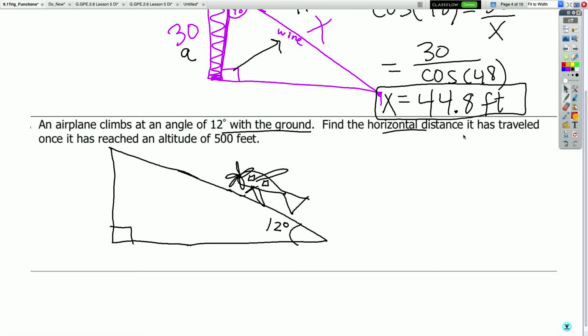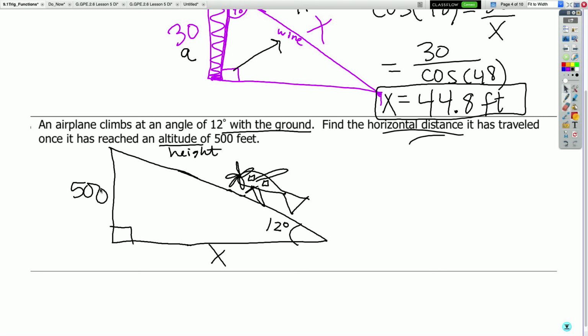Okay, it says to find the horizontal distance. A lot of people would put the x on the hypotenuse here because that's where we think the distance of the airplane is going. But since it did specify the horizontal distance, we want to look for that length down there. If it doesn't specify, then the hypotenuse would be a good choice for distance as well. And it says find the horizontal distance it traveled once it reached an altitude of 500 feet. Altitude is just another word for the height. So the height is like the top. So 500 would be that height of how high we are.